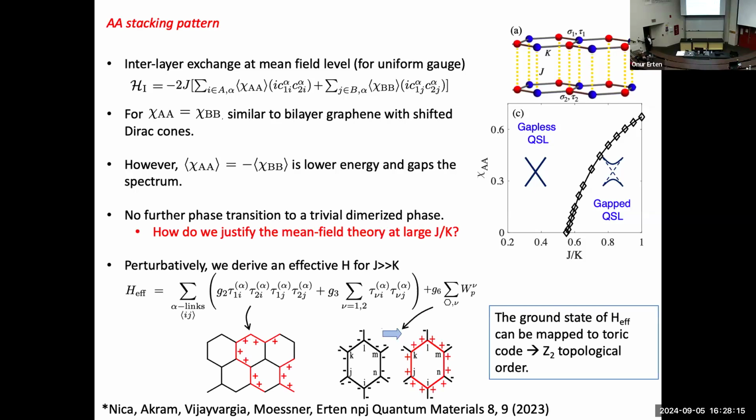So combining these 2 terms, the ground state of this effective Hamiltonian can be mapped to a honeycomb version of the toric code, which is another model that Kitaev introduced. And commonly, people say it's useful for quantum error correction. So our model, in the limit of large interlayer exchange, still has Z2 topological order. This way we justify that our mean field theory is valid.